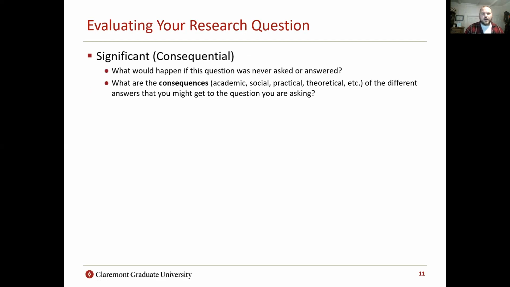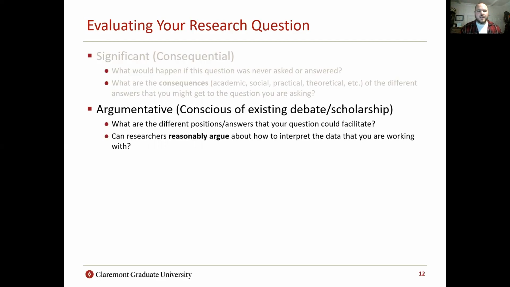So if you are thinking that your research question is significant, you're really saying that it should have consequence. There should be consequences for answering this question. So imagine what would happen if this question was never asked or answered. That's like the Miracle on 34th Street version of designing a research question. And then what are the actual consequences, academic, social, practical, theoretical, of the different answers that you might get? So you have to do a little bit of hypothesizing.